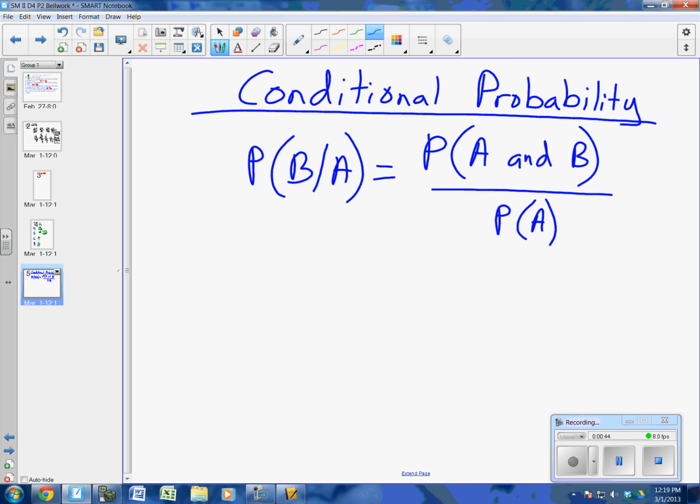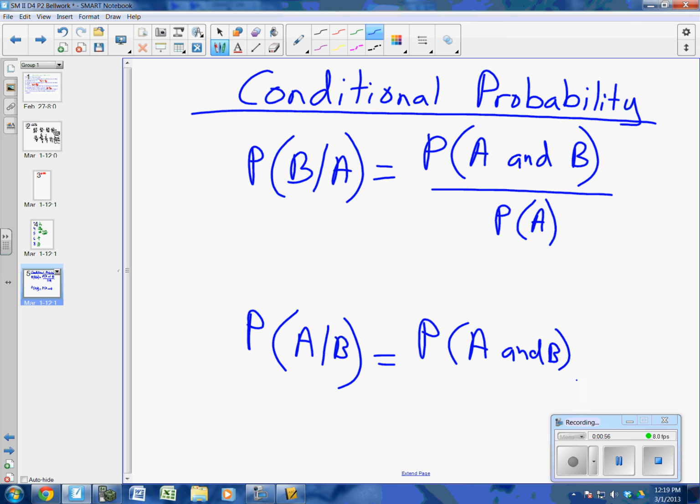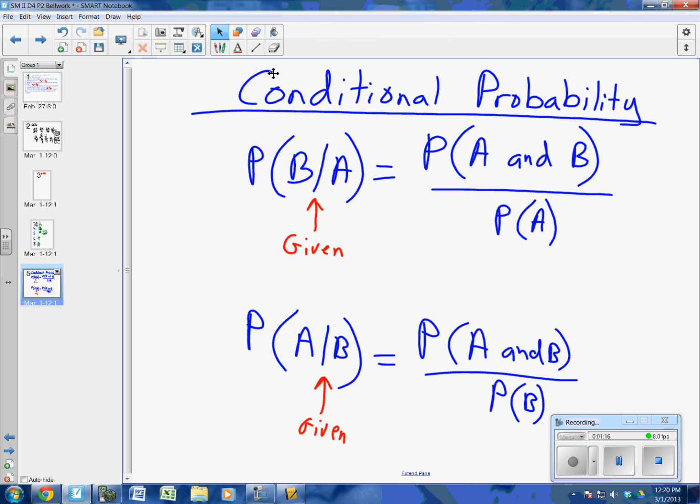Okay, and then there's the other one. You can switch it around. Probability of A given B is equal to probability of A and B all divided by the probability of B. I'm going to explain what this means. But you need to know this symbol right here. See this symbol right here? A little slash? It means given. Or one of the materials I was reading uses the word assumes.